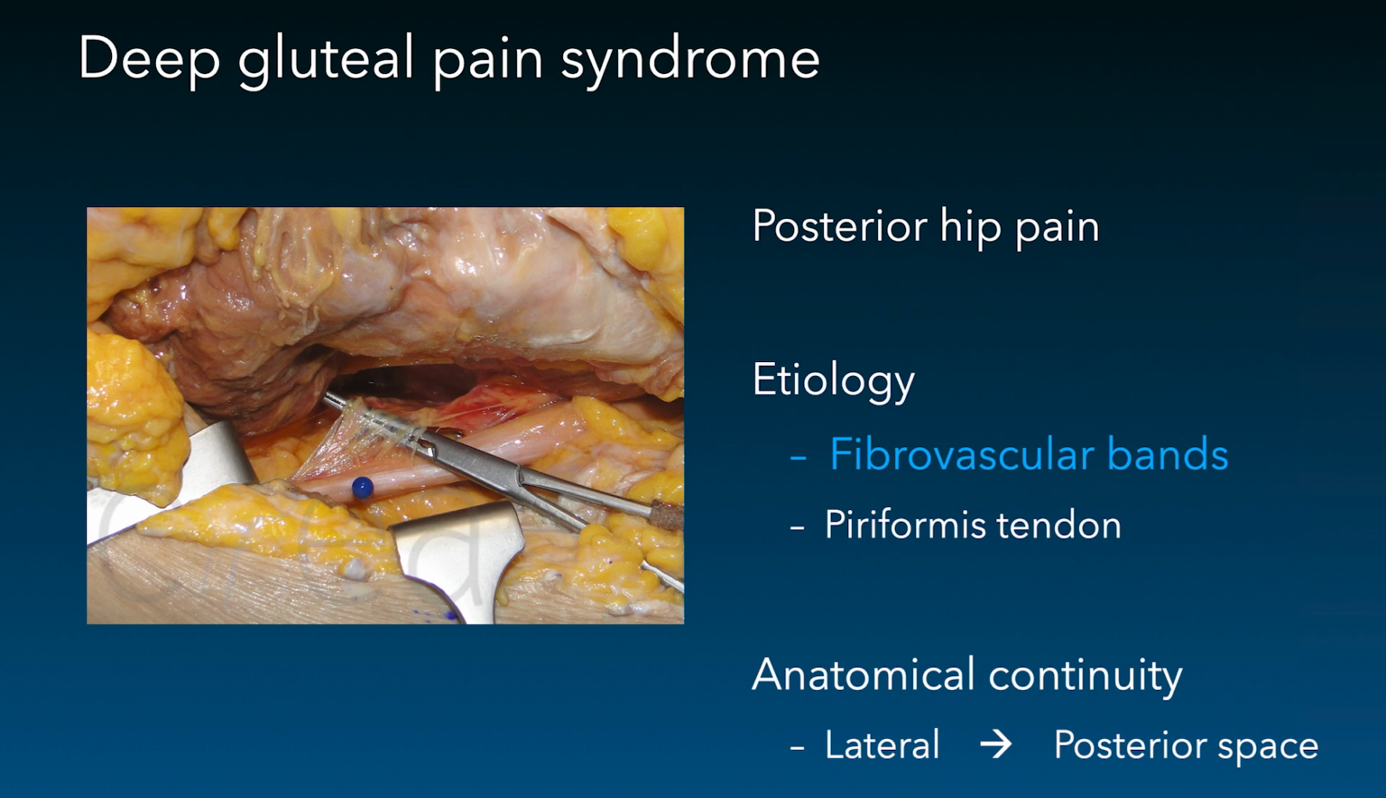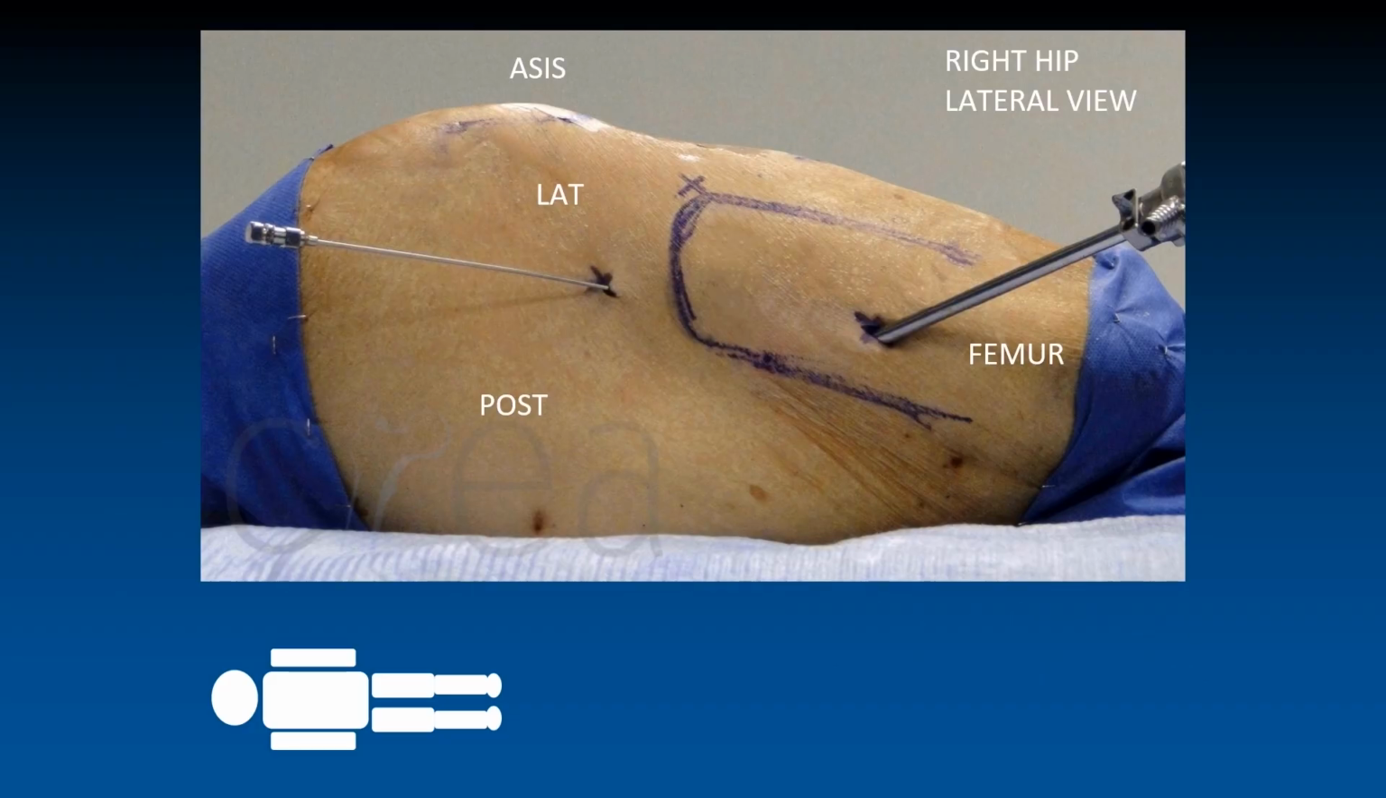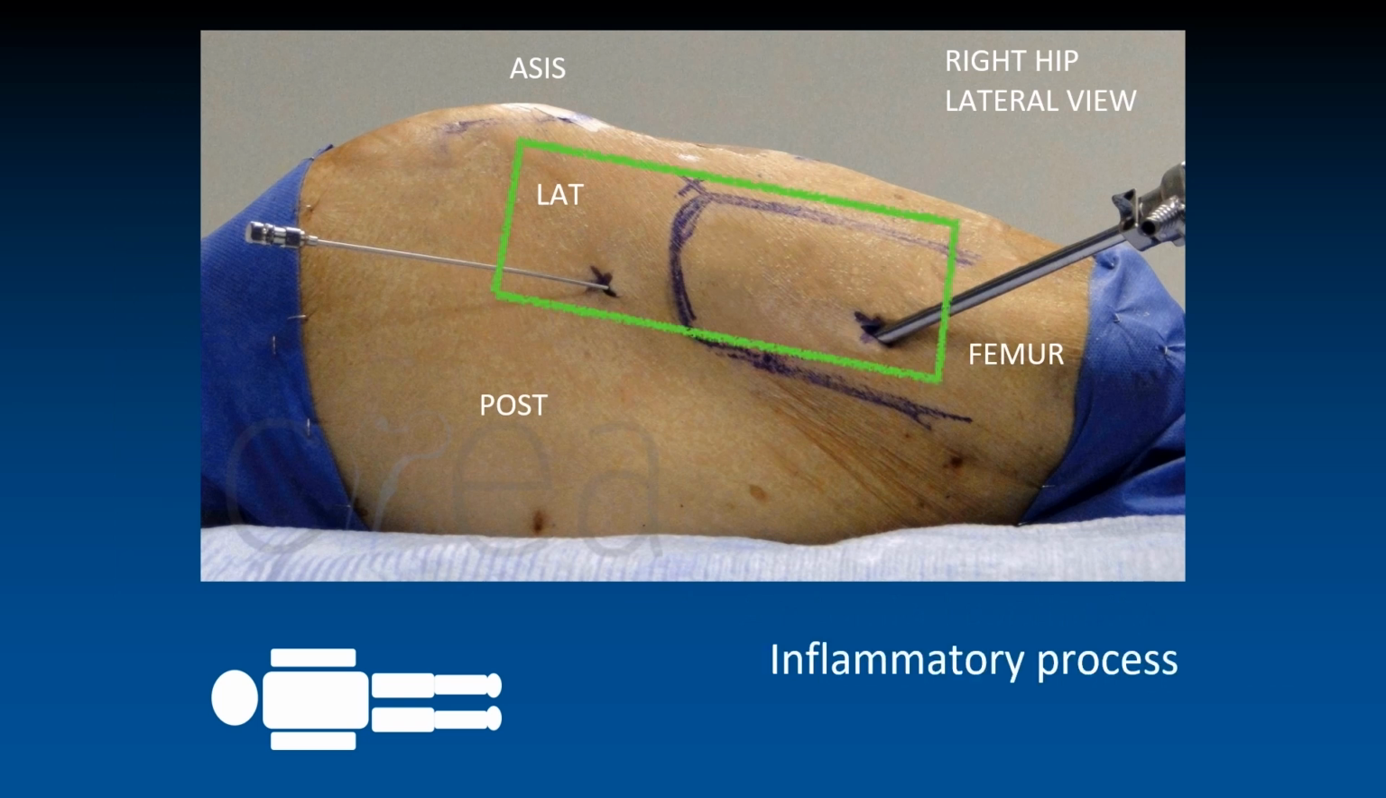Several reports currently suggest that the fibrovascular bands are primarily responsible for the sciatic nerve entrapment. These structures are frequently associated with hypertrophic bursa in the lateral space and iliotibial band. Hence, considering the anatomical continuity between these spaces, we believe it is necessary to perform the treatment in both. These fibrovascular structures in the posterior space are generally produced by extension of the inflammatory process from the lateral space. Moreover, these bands may appear because of trauma events in the presence of an extensive hematoma.